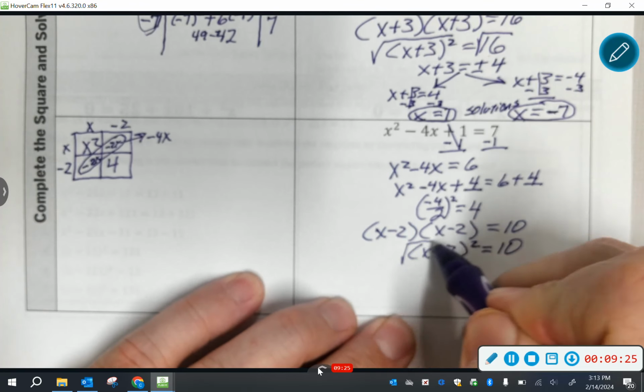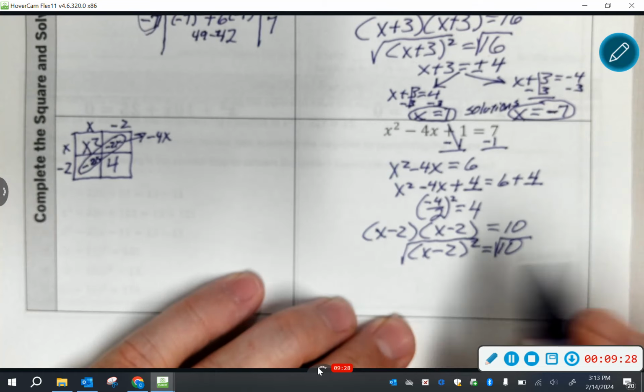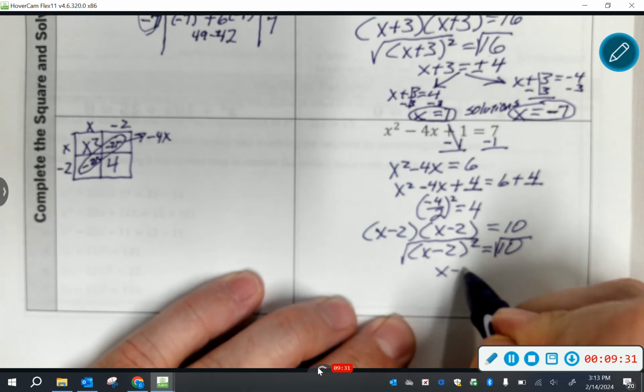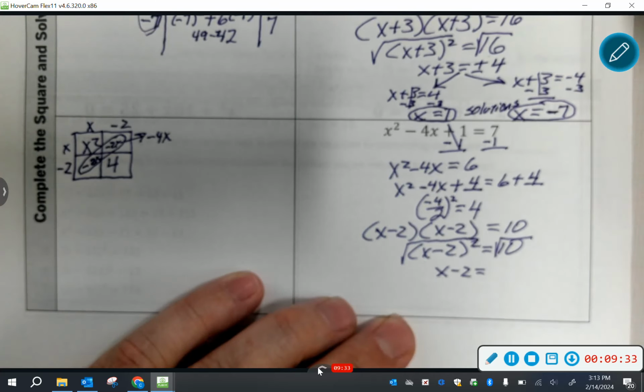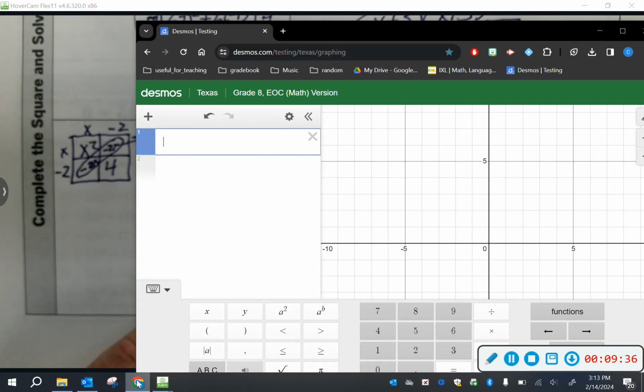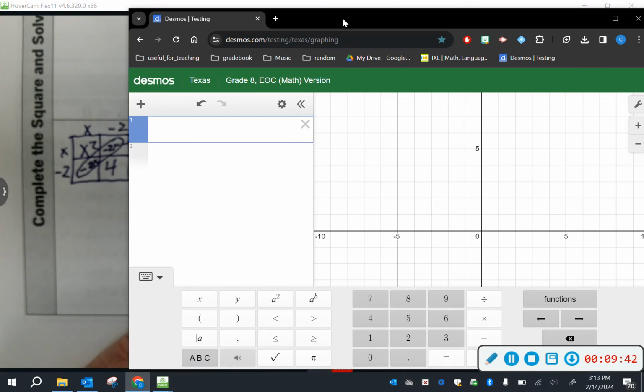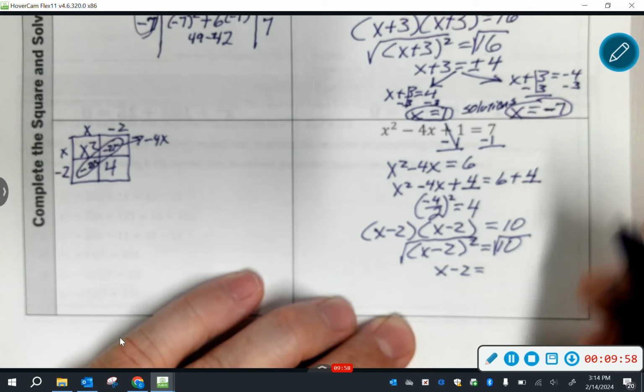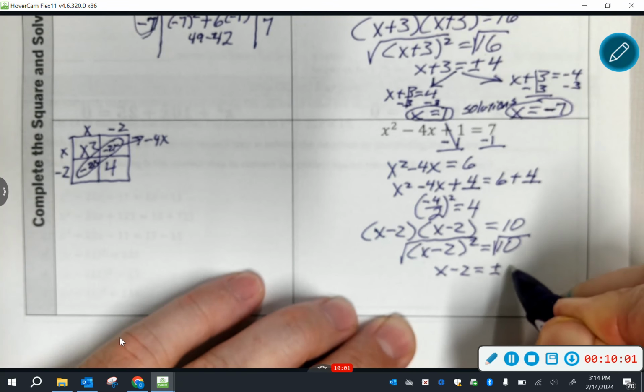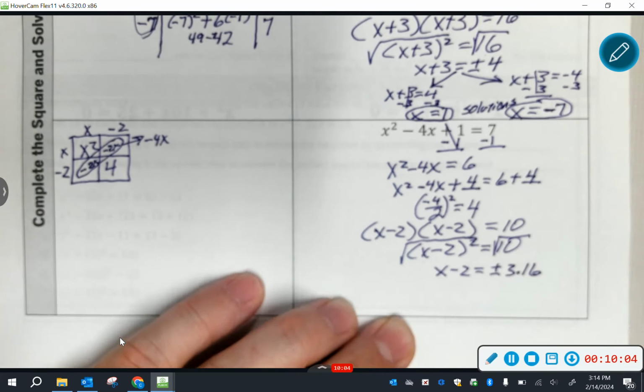And so now we're going to take the square root of both sides. So the square root of this is going to be x minus 2, and then the square root of 10. Let's make sure we know how to do this in Desmos. So I'm just going to go square root, and then 10. And so that gives me 3.1622, blah, blah, blah. So 3.16. We'll just estimate it as 3.16. So this will be plus or minus 3.16. Okay.